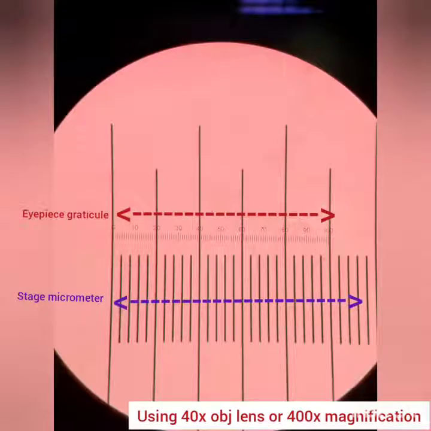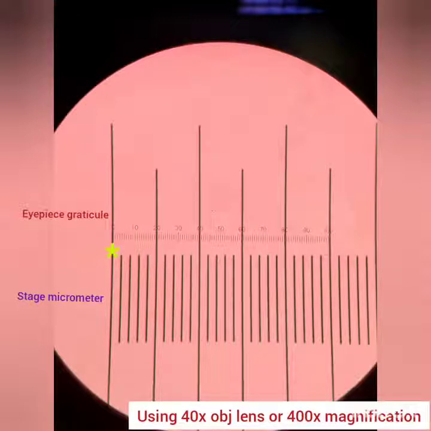Now take a look at this picture. We need to find two lines that align together from both the stage micrometer and the eyepiece reticle. The first is 0 from the eyepiece reticle, which is aligned with the first line of the stage micrometer. And then look at number 20 of the eyepiece reticle. It is aligned with the fifth line of the stage micrometer.